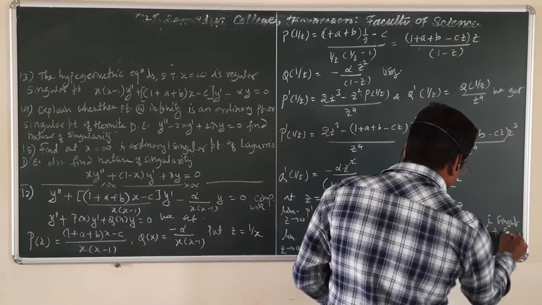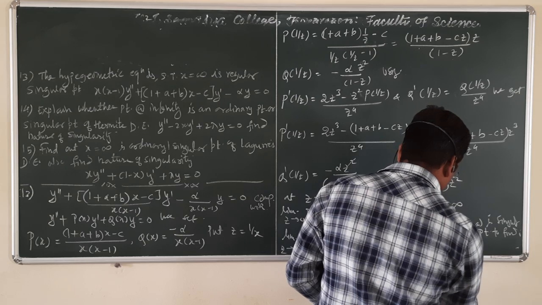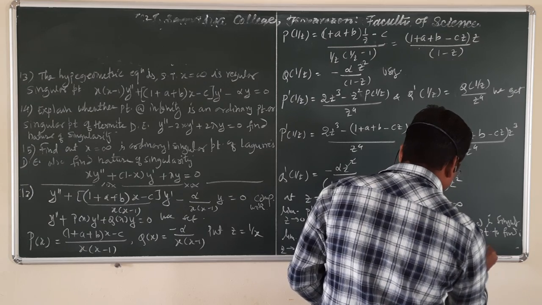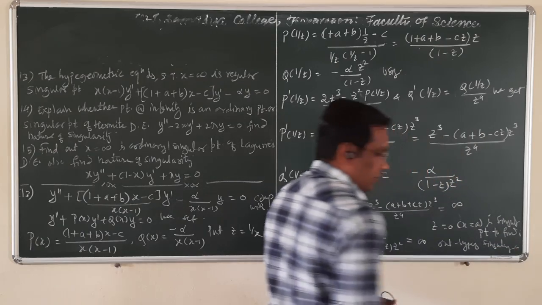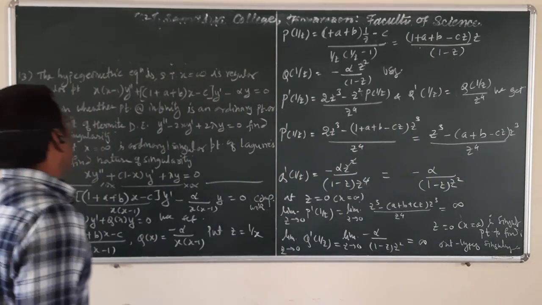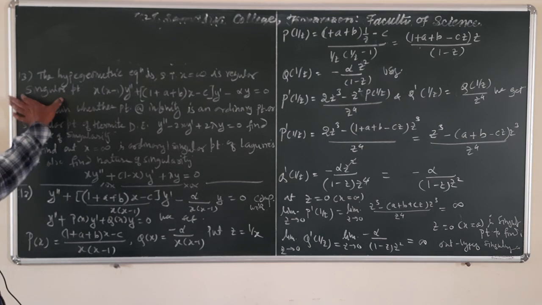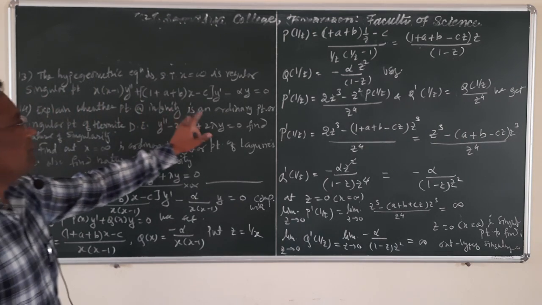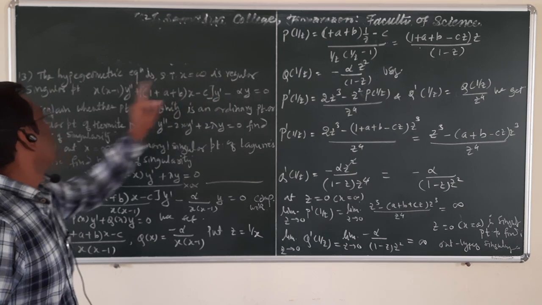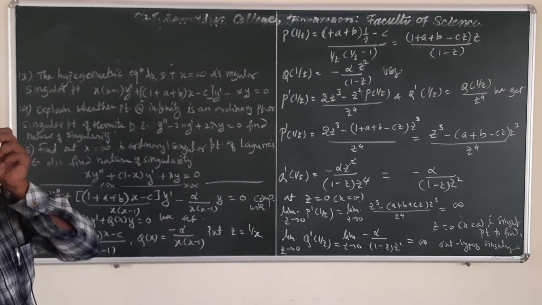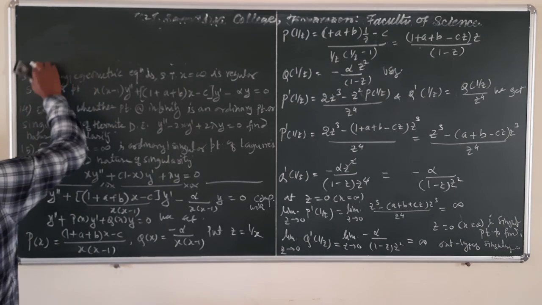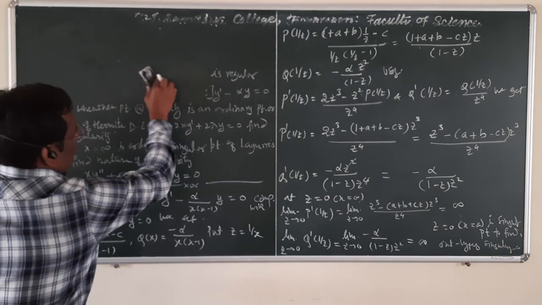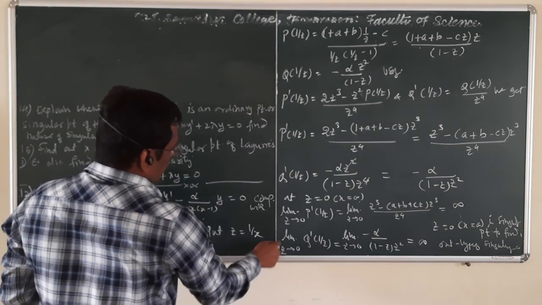Now to find out the type of singularity, we know the procedure. So I will rub this out. Problem number 13, we have to show that it is a regular singular point. Okay, so remember this, regular singular point. So I will continue this problem over here.